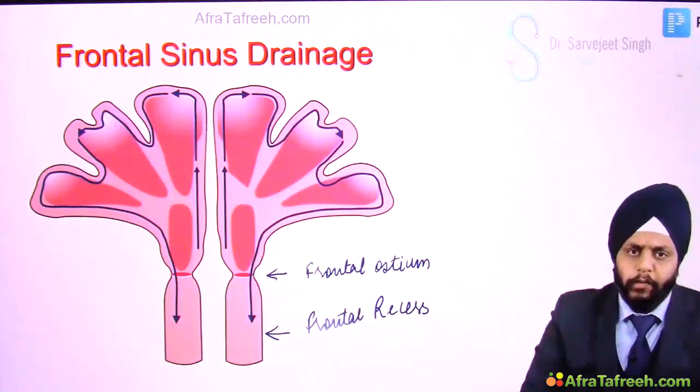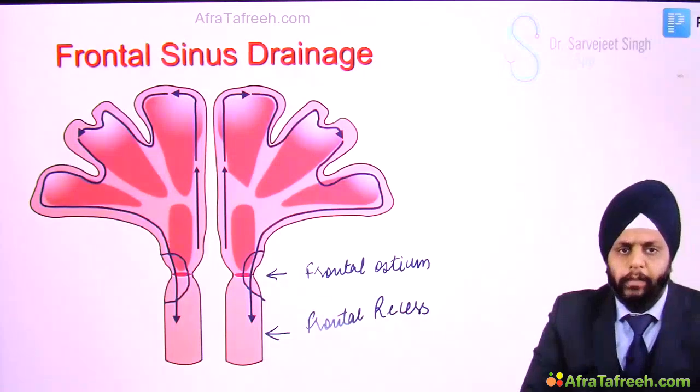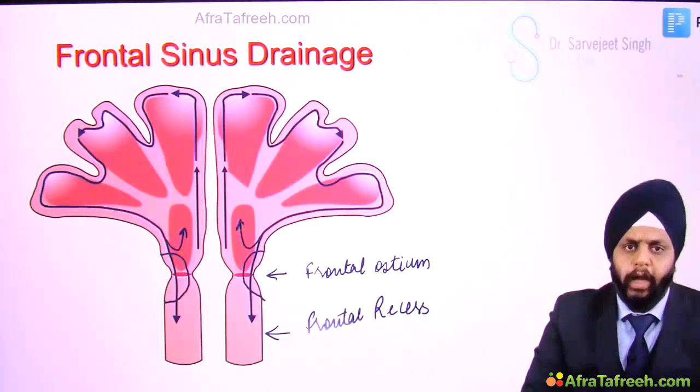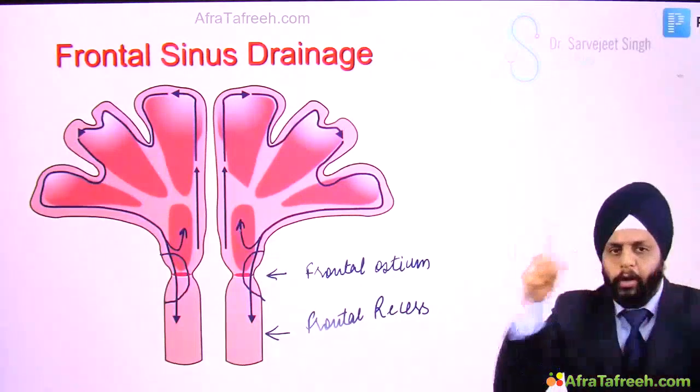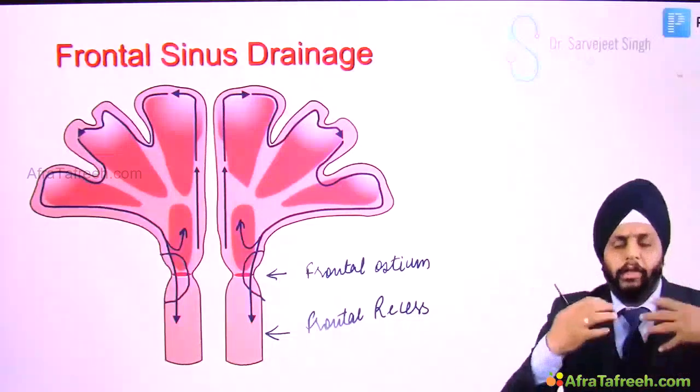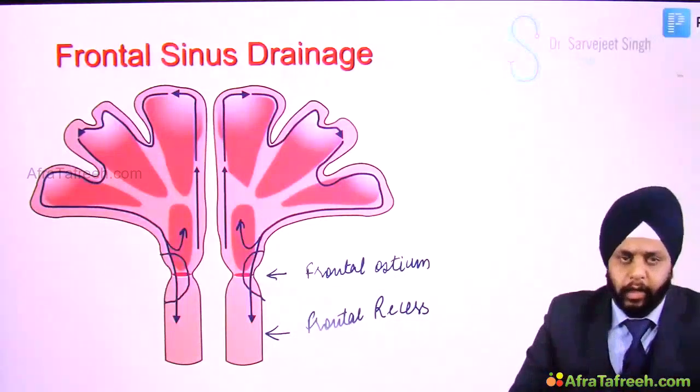Now, if there is an obstruction over here, as we discussed earlier in the previous topic of anatomy, if there is a cell over here, it may block and it may cause this flow to go back, and this flow may keep on rotating within the sinus, and there may be a collection of fluid inside the sinus.